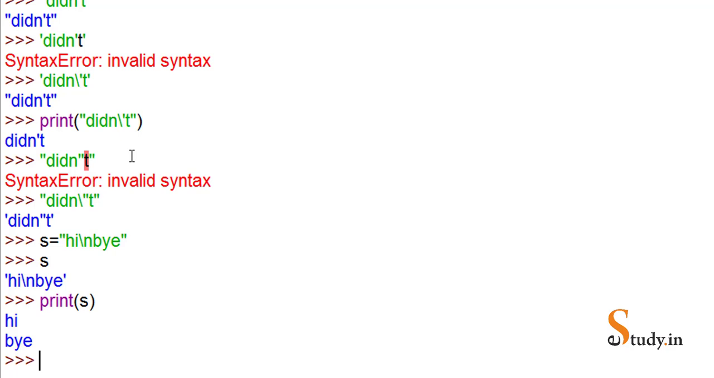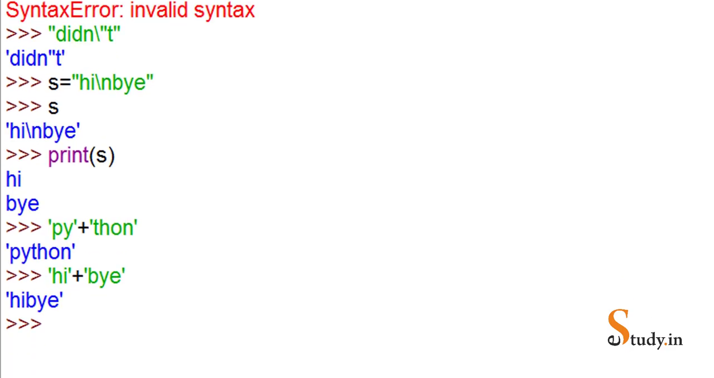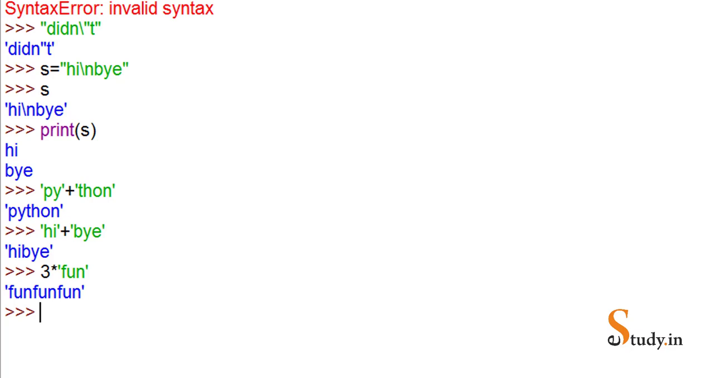Now the next thing is if you want to concatenate or join two strings, you can use the plus symbol. And if you want to repeat a string, in that case you should use the multiplication symbol, or this asterisk as it is called. Let us see how we can join or concatenate two strings. Let us suppose we write py plus thon, so it means Python. We can say hi plus bye and it will print hi bye. And if we want to repeat a string a certain number of times, let's suppose we say 3 into fun. So you see 3 multiplied by fun, so 3 times fun, gives this.